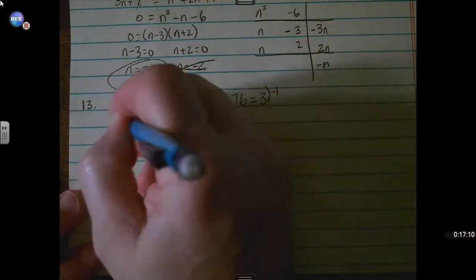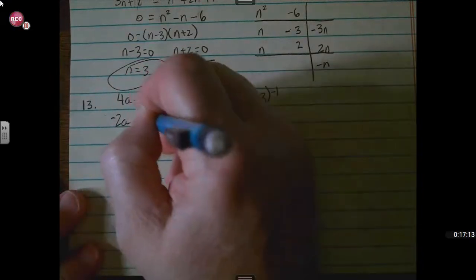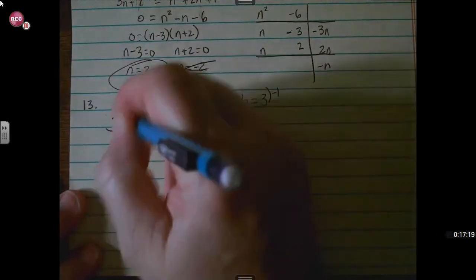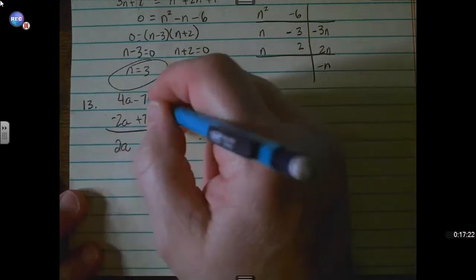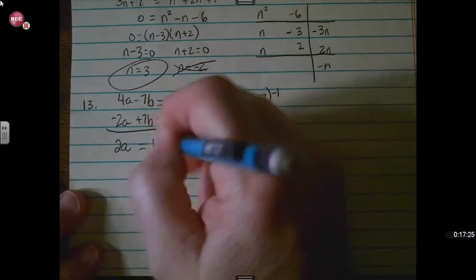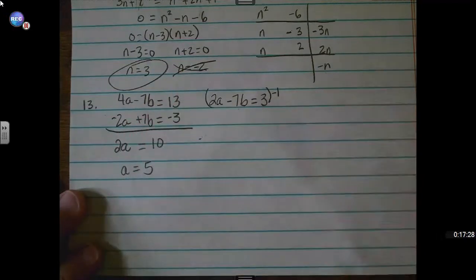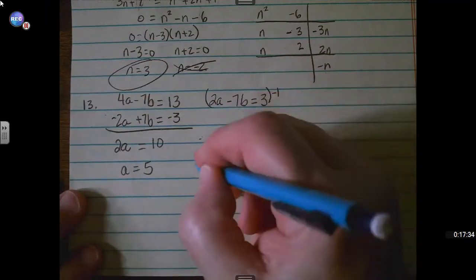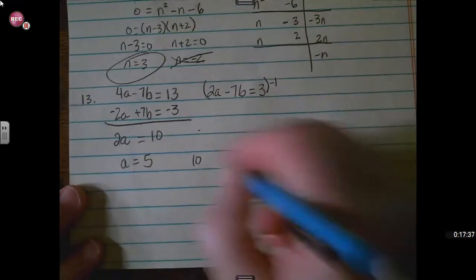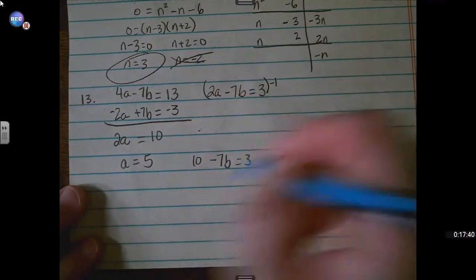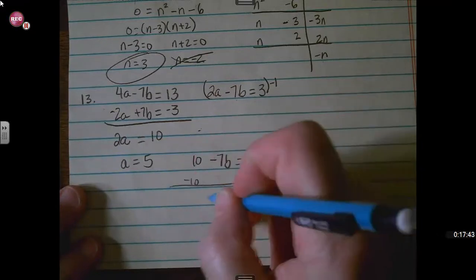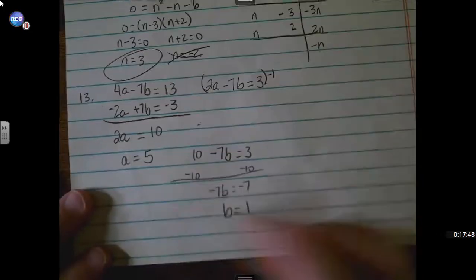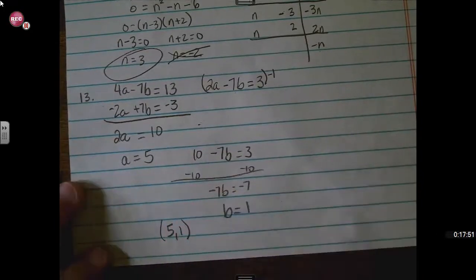So we get negative 2a plus 7b equals negative 3. And so we add these together now. 2a, that's gone. 13 plus negative 3 is 10. A is 5. Then we can plug that into either equation. It doesn't matter. I'm going to plug it into this original. So I'll get 10 minus 7b equals 3. Subtract 10. Negative 7b equals negative 7. B is 1. So these lines intersect at the point 5, 1.